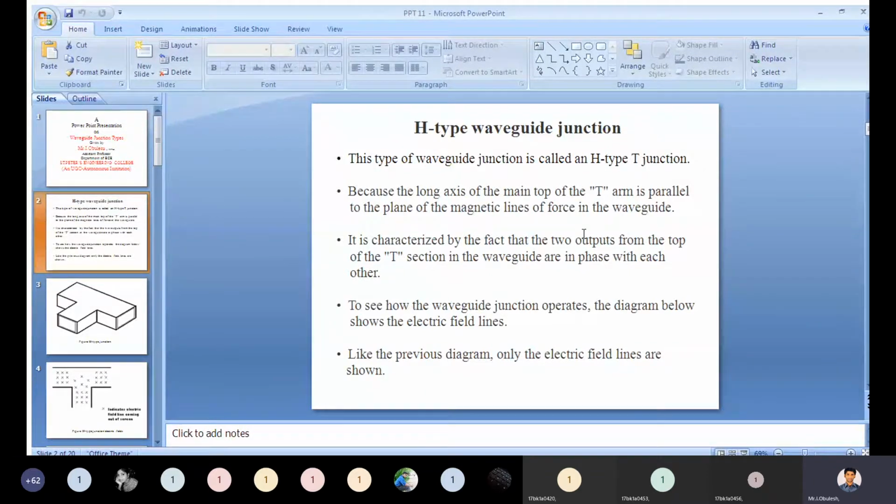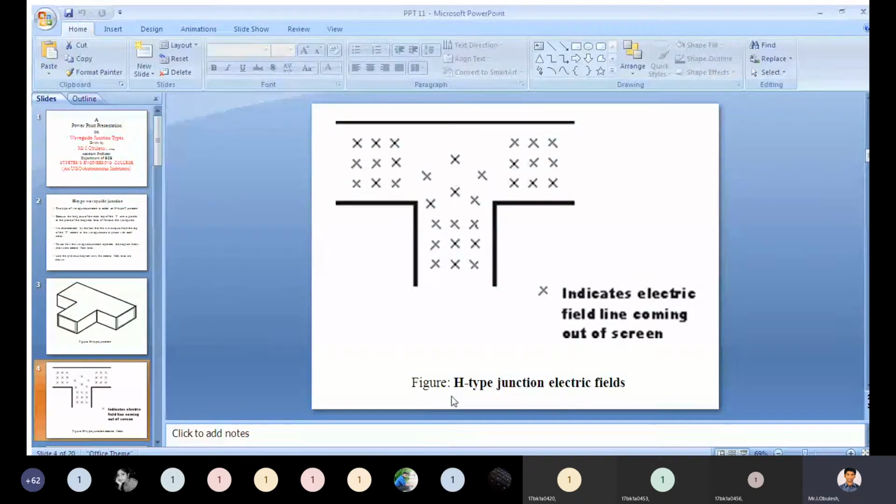To see how the waveguide junction operates, which is shown in the figure below, you need to look at this H-type electric field. From this, you need to know how the waveguide junction forms and operates. This cross mark indicates that the electric field lines are coming out of the screen.